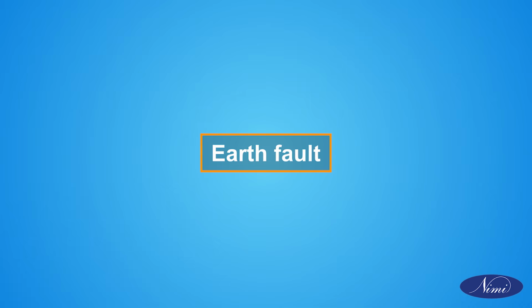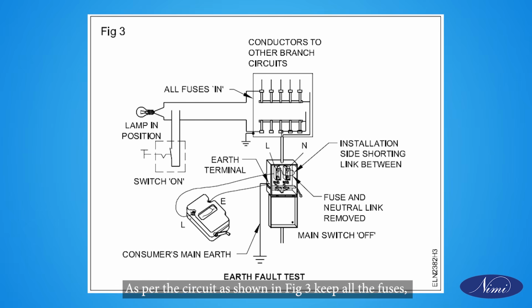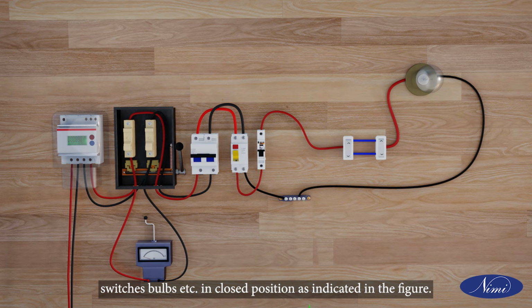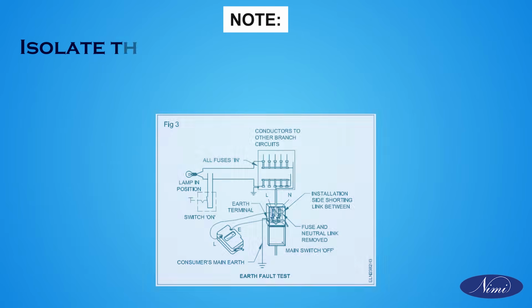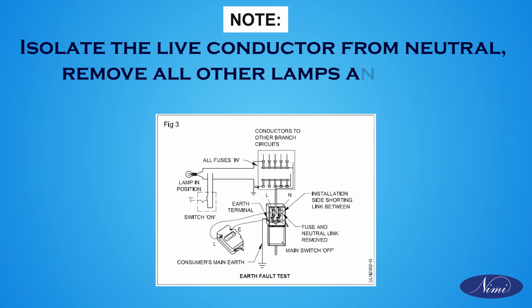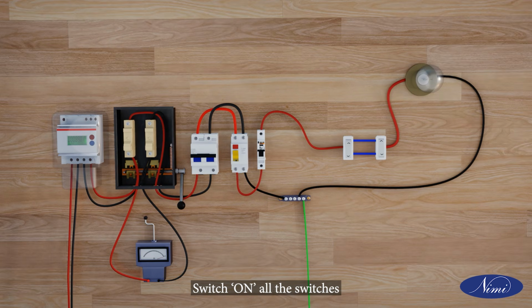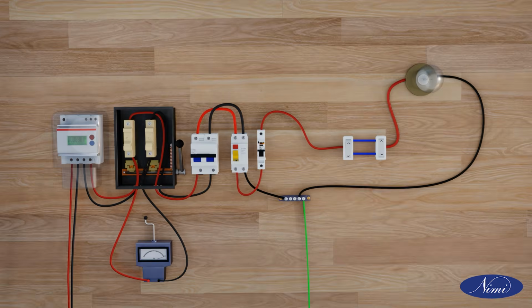Earth fault. As per the circuit shown in Figure 3, keep all the fuses, switches, bulbs, etc. in closed position as indicated in the figure. Note: isolate the live conductor from neutral. Remove all other lamps and other equipment connected with the wiring. Switch on all the switches.